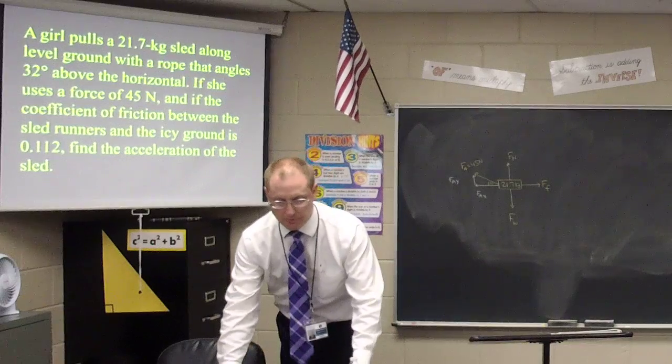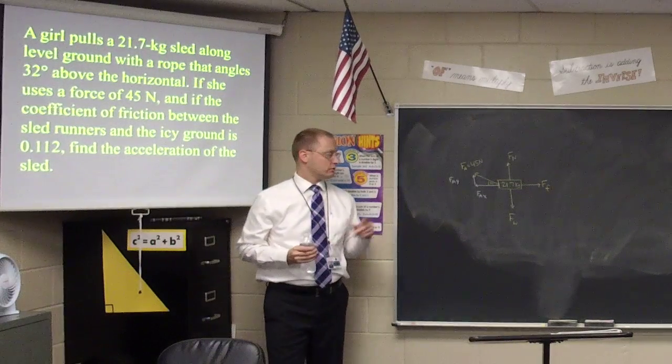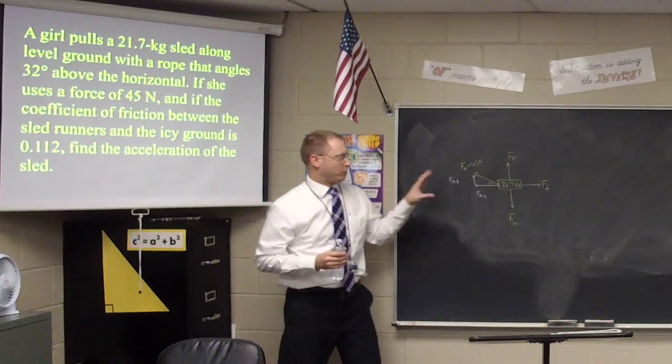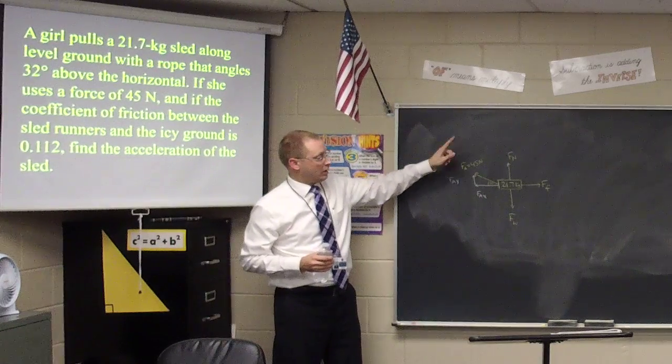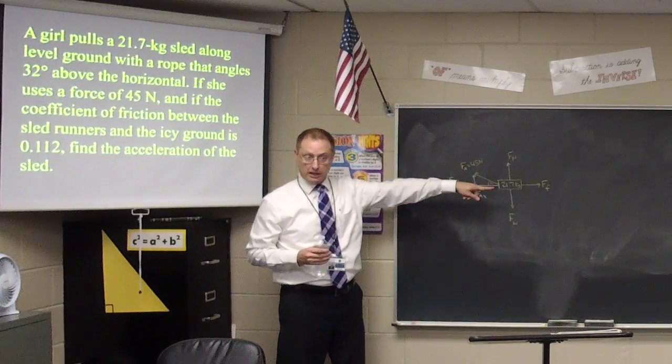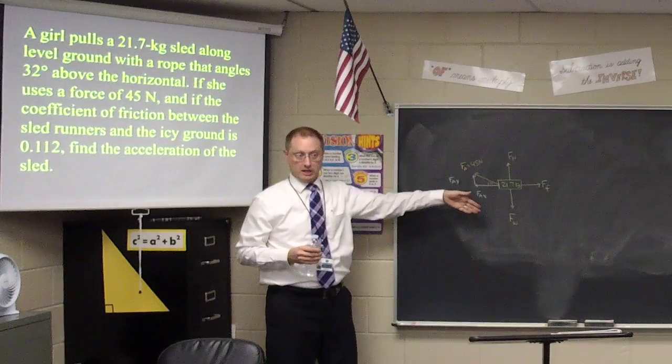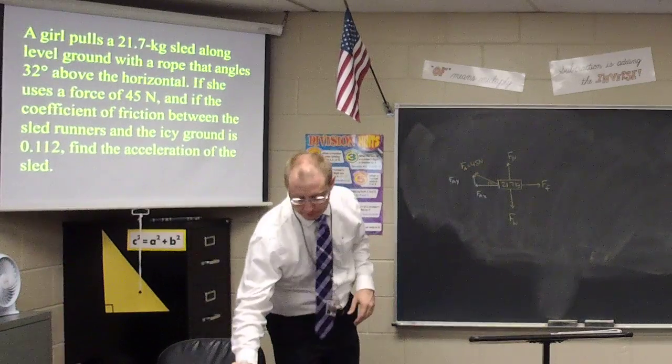How'd your free body diagrams look? Good to go? Obviously, you could have had her pulling this way, but we had a 32-degree upward force, friction going whatever, the opposite direction, and with normal force and weight. All right, continue working.